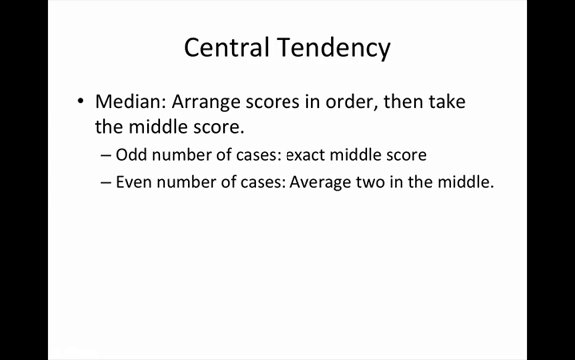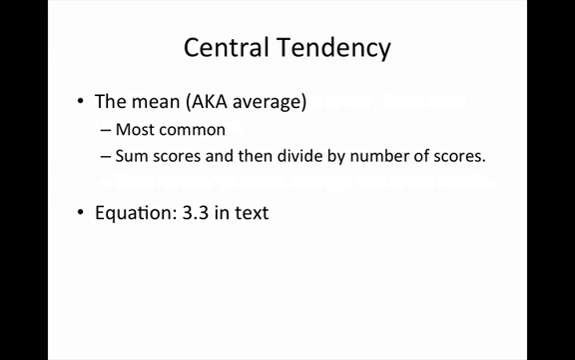The median is the middle score. So first we arrange our scores in order, our numeric scores in terms of ascending or descending order, and then I literally take the middle value. If I have an odd number of cases, the exact middle score is the median. If I have an even number of cases, then I average the two in the middle to reach the median score. And then finally, the last measure of center is the average.